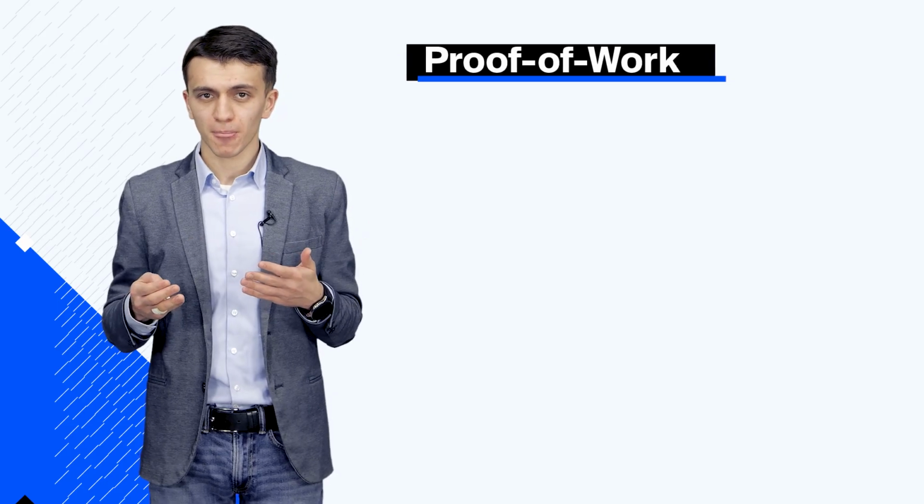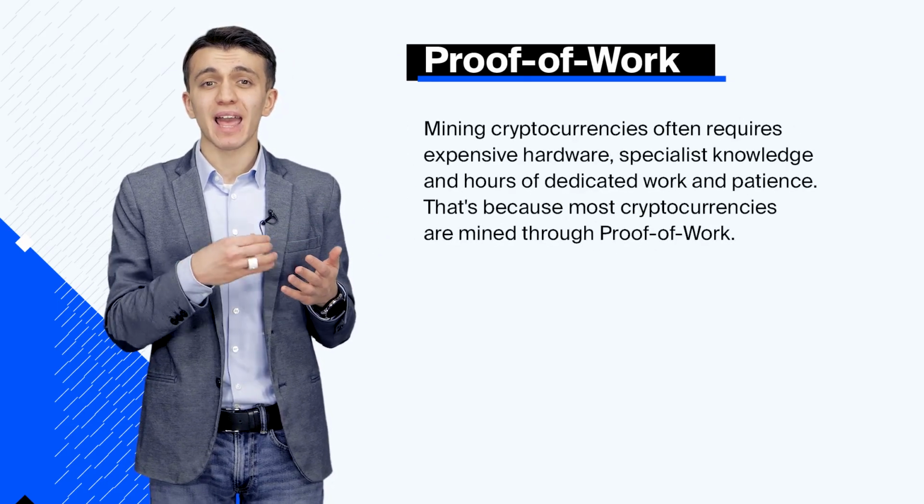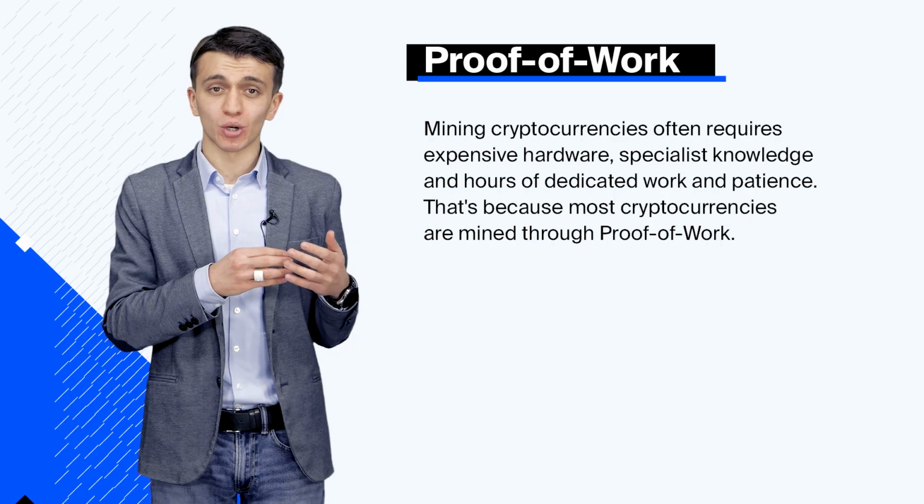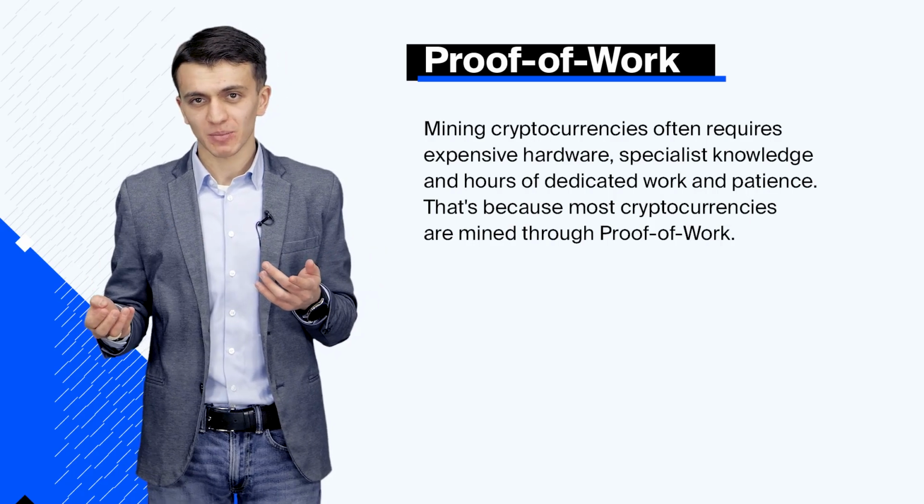There are actually many types of consensus algorithms with different advantages and disadvantages. Let's start with the first classical consensus algorithm, which is proof of work. It was originally designed by Adam Back for an email service project called Hashcash.